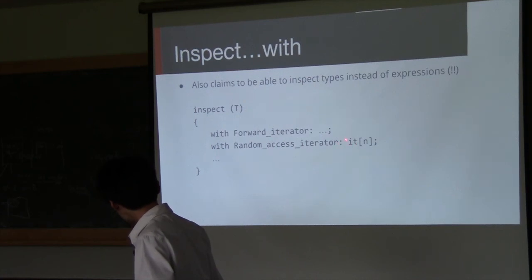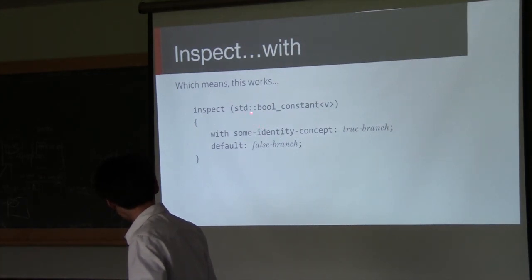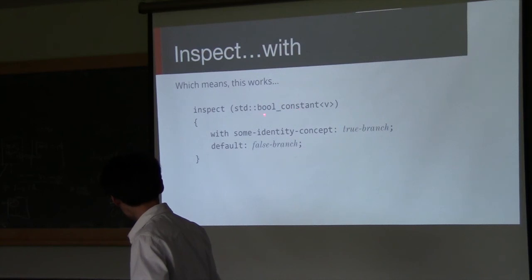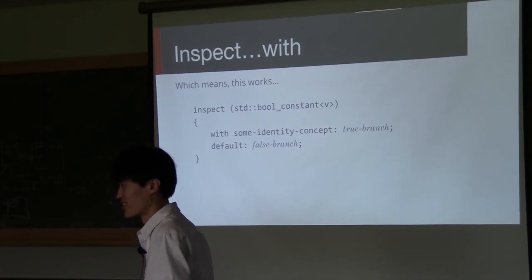And he also claims that syntax like this works, which doesn't work in this branch, only here. So we are very close to something like static if, right? It's an unevaluated context, and the false branch is not required to be well formed. So how about this? We still create a Boolean constant based on value. You create an identity concept which simply returns the value from a bool constant. We call this one the true branch, another one the false branch. We got static if again.